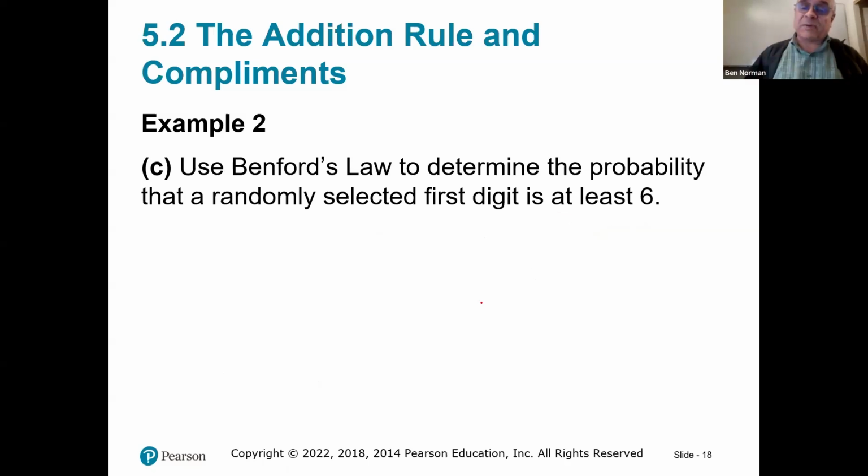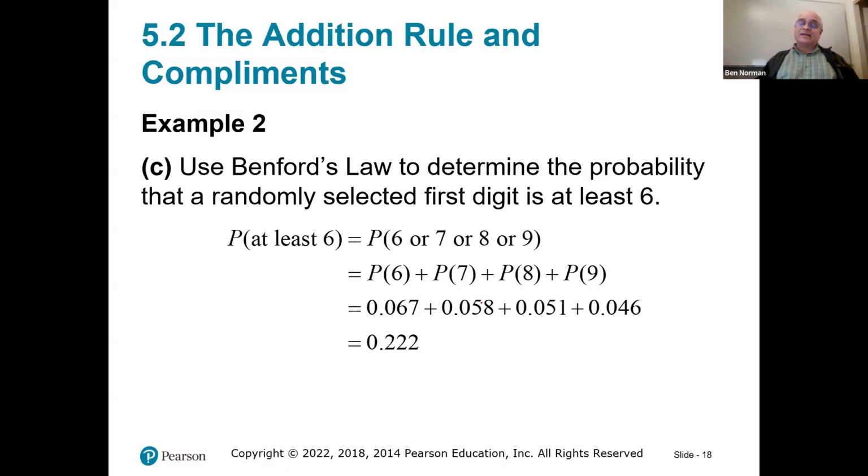Use Benford's law to determine the probability that a randomly selected first digit is at least 6. That means the probability of at least 6 is going to be 6, 7, 8, or 9. Those are the only things that satisfy that condition. Since these are all disjoint, mutually exclusive events, we can break that statement up into the probability of 6 plus the probability of 7 plus the probability of 8 plus the probability of 9. Add up all these numbers together and it gives you 0.222.